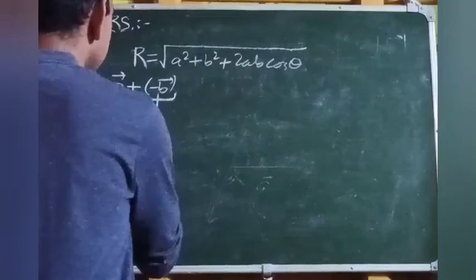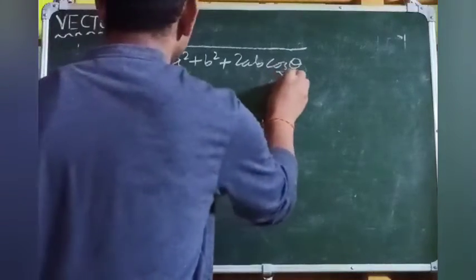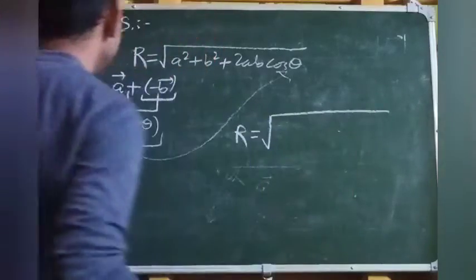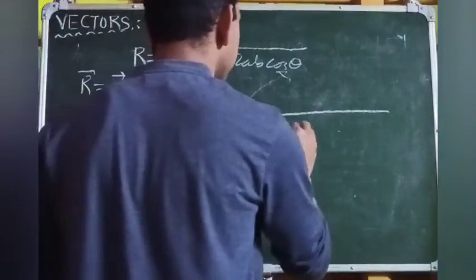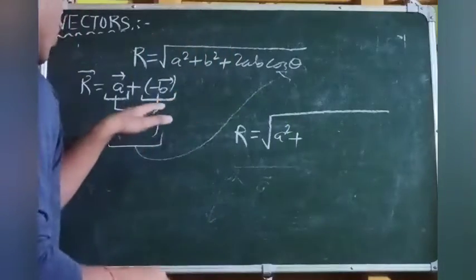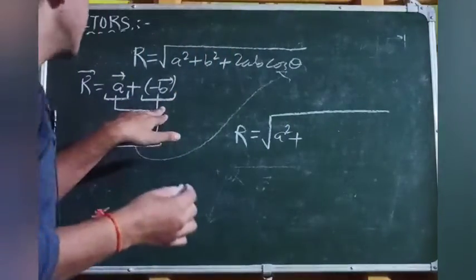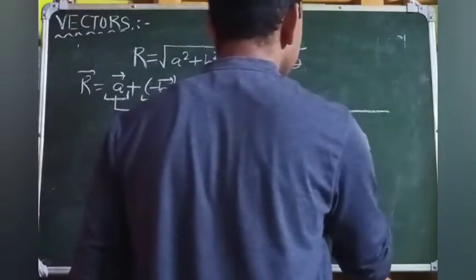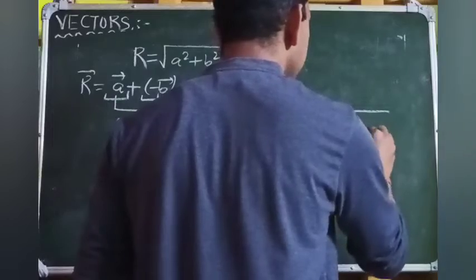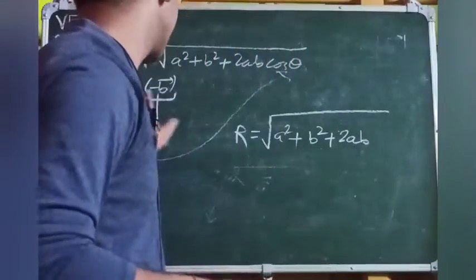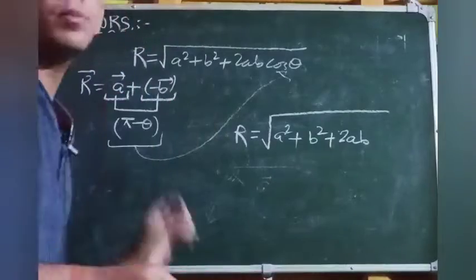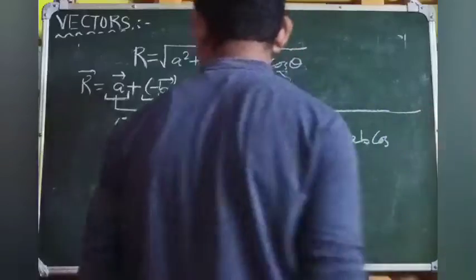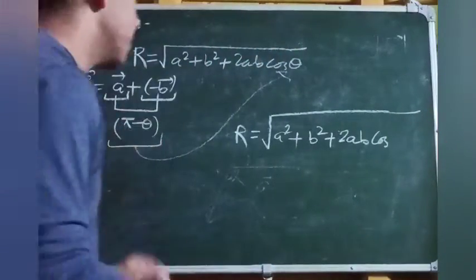So, putting the value of angle into this formula, we are getting R is equal to root under. The magnitude of a vector is basically a. The magnitude of minus b vector is also going to be b. So a square plus b square plus 2ab, because a represents the magnitude of a vector, b represents the magnitude of minus b vector, cos of the angle between these two vectors, that is pi minus theta.